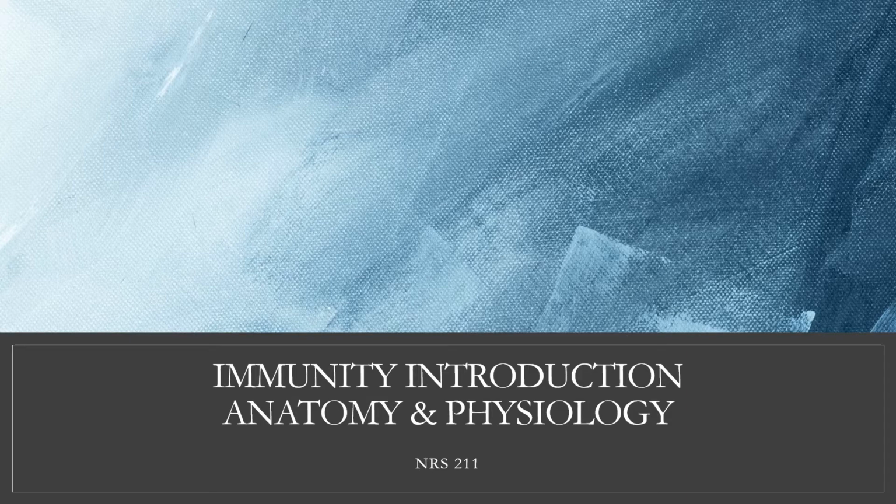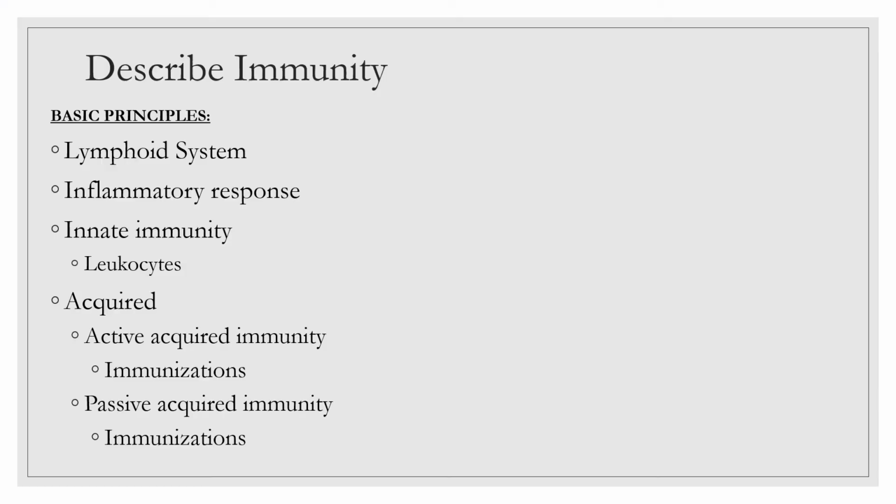We're going to talk about the anatomy and physiology of this system because I think that is crucial for you to understand and apply to the different exemplars that we're going to be studying in this unit. I feel like this system is super complex, but it's also fascinating. So we're going to describe some basic principles of the immune system. And let's start off with the lymphoid system.